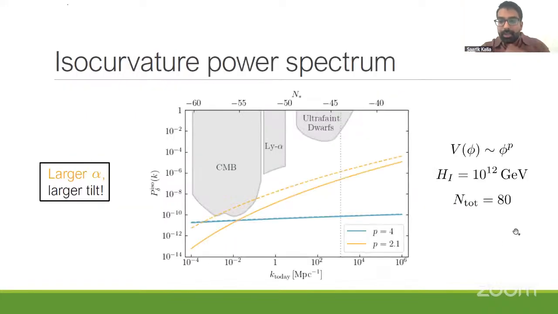Okay, so we can even see what that looks like, an actual plot of this. This is the isocurvature power spectrum for the same two potentials that I showed you a few slides ago.